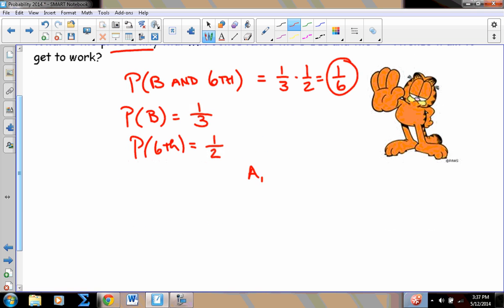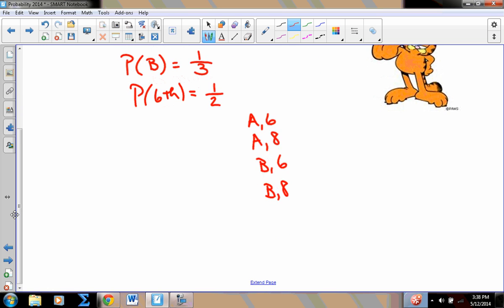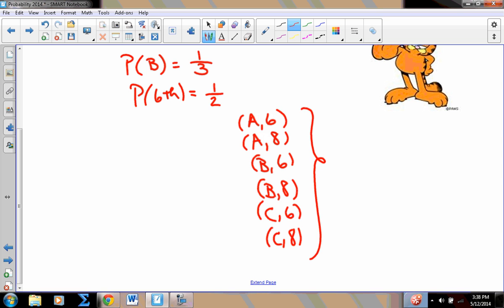If I wanted to, I could list out all the possibilities. He could ride bus A with train 6. He could ride bus A with train 8. He could ride bus B with train 6, bus B with train 8, or bus C with train 6 and C with train 8. Okay, now you can see from all those possibilities, I have 6 possible outcomes. Only one of them involves bus B and train 6. Okay, so 1 out of 6.